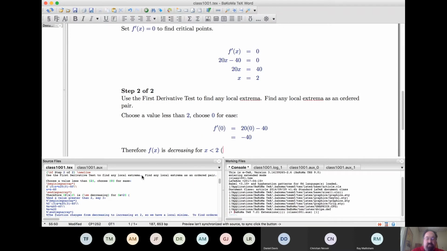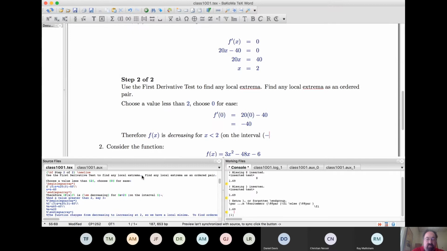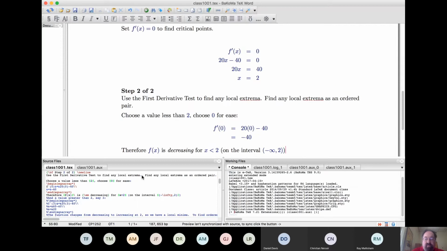Another way of putting it, using the interval notation we saw in the last lesson: on the interval minus infinity to 2. Okay.